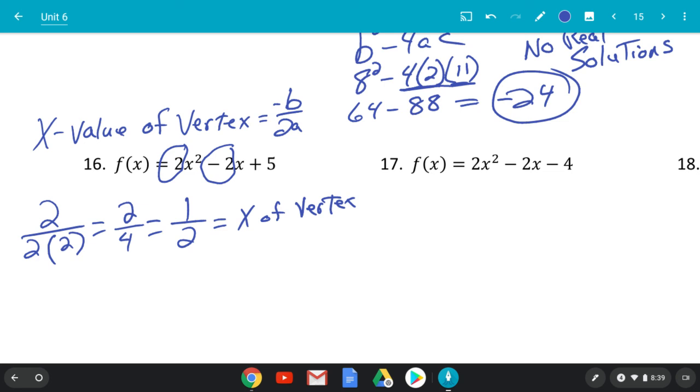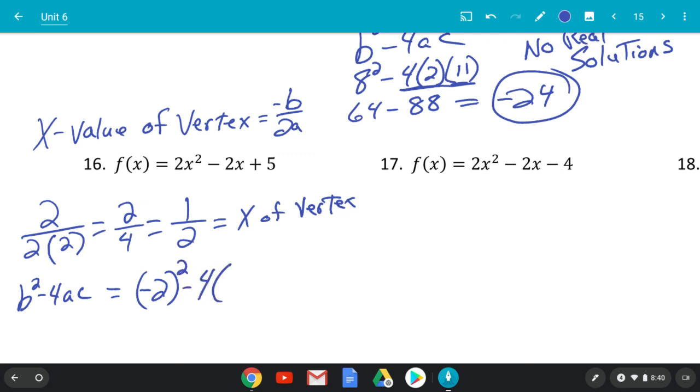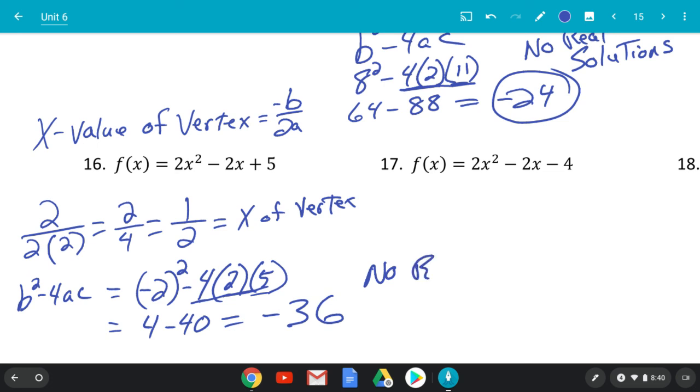Now, how do I find how many zeros I'm going to have? That's right, the discriminant, which is b squared minus 4ac. So here that would be negative 2 squared minus 4 times 2 times 5, which is 4 minus 4 times 2 is 8. 8 times 5 is 40. 4 minus 40 is negative 36. So no real solutions.